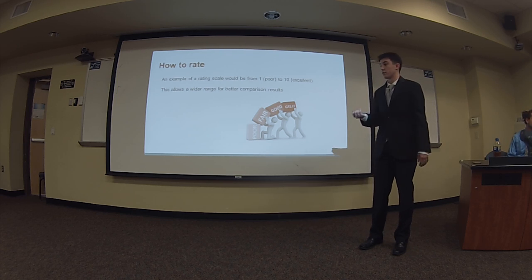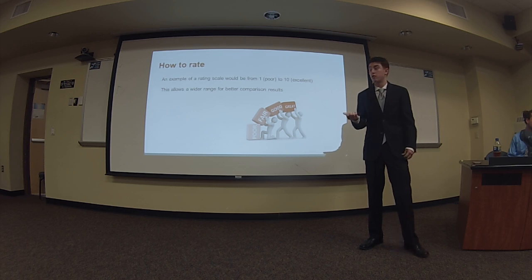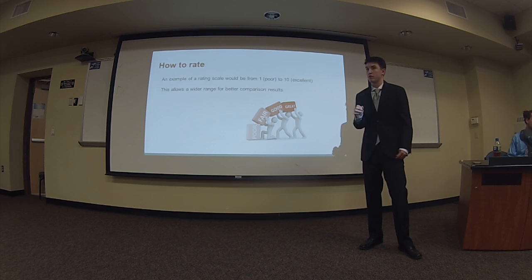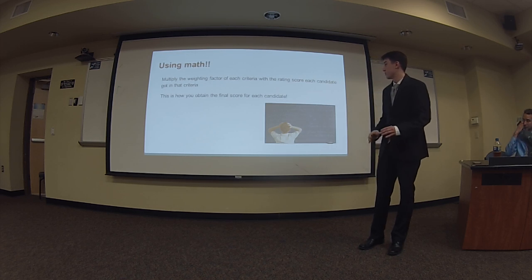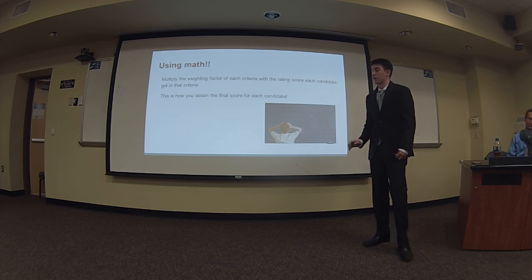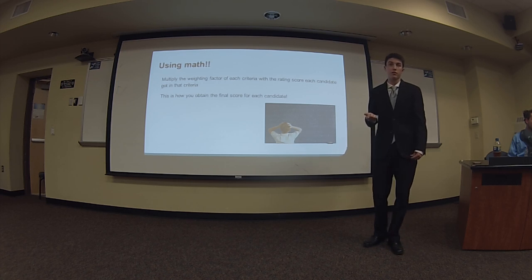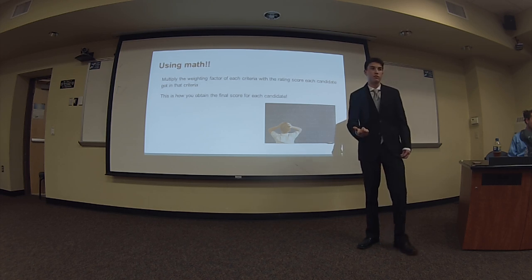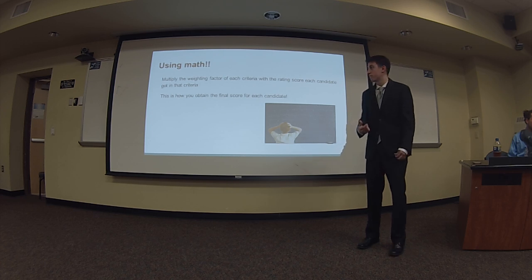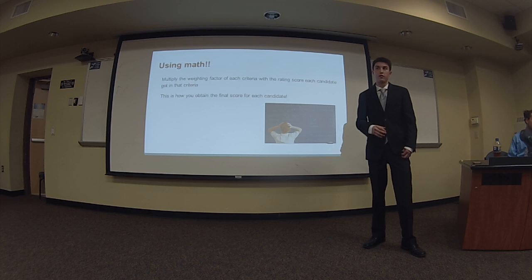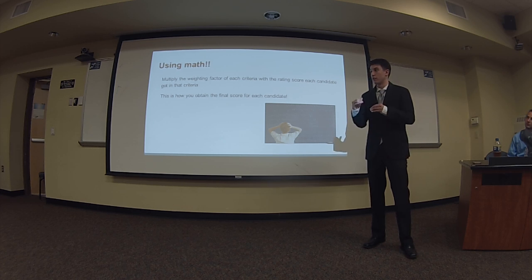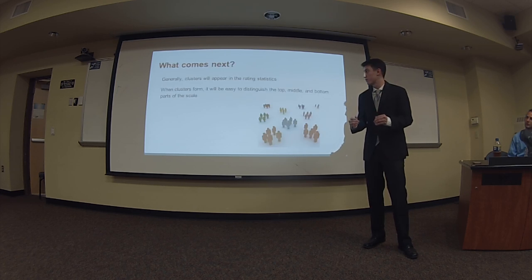Eventually you're going to get things called clusters in your statistical analysis. And this is okay. This happens in most cases. And that'll come into play in just a second as well. So using math, basically it's not hard. You're just taking the rating that you get from each candidate and multiplying it by the weighting factor that each criteria has. And this will get you a final score for each candidate. That final score will determine where they stand next to the other candidates.